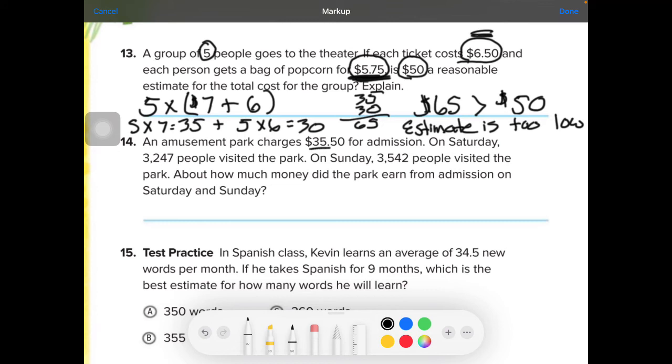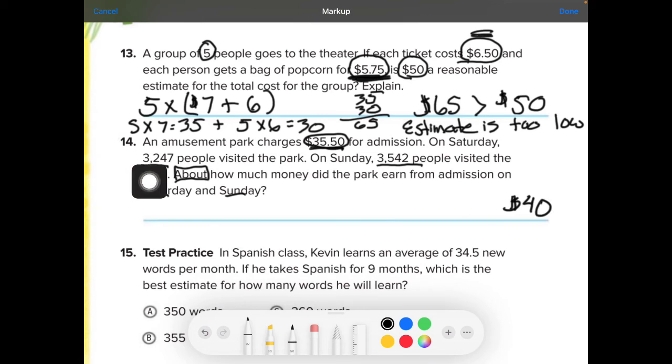Number 14, an amusement park charges $35.50 for admission. On Saturday, this many people visited the park. On Sunday, this many people visited the park. About how much money did the park earn from admission on Saturday and Sunday? Okay, so they want us to figure out a good estimate for this. So let's estimate our first one. This $35.50, is that closer to $30 or is that closer to $40? I'm going to say it's closer to $40.